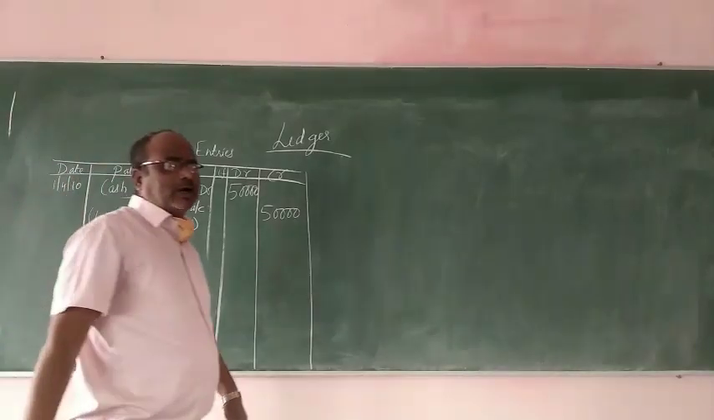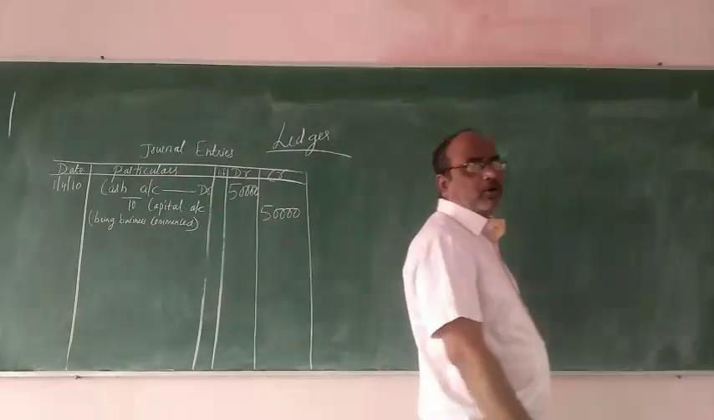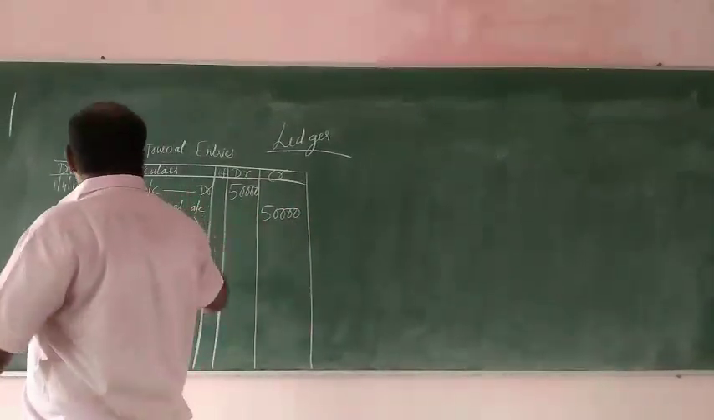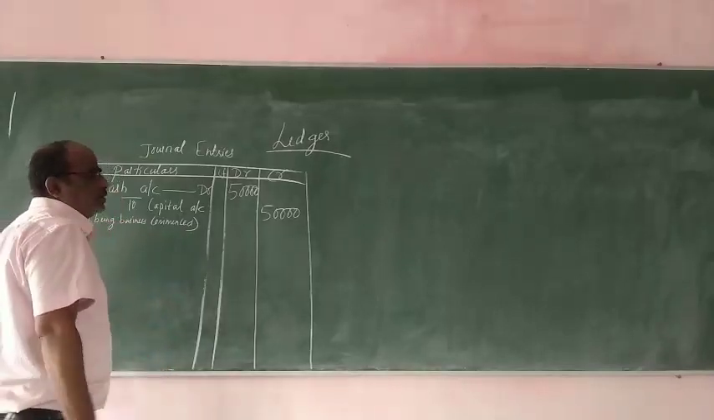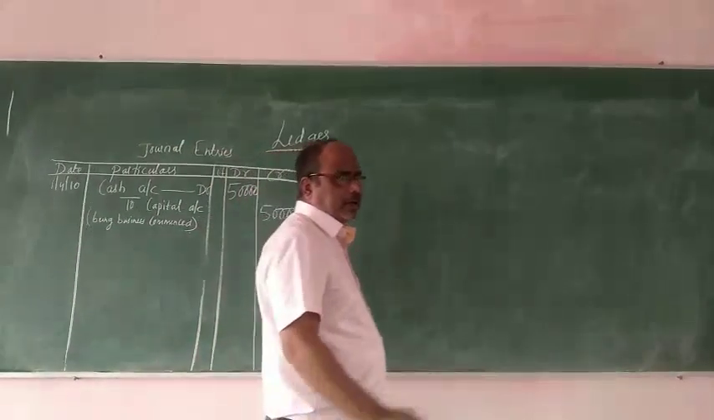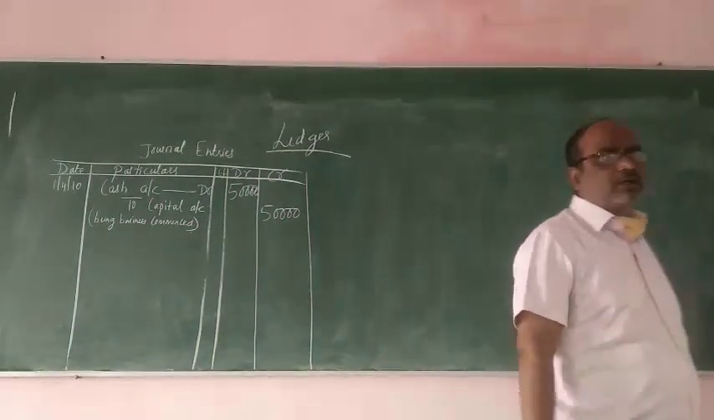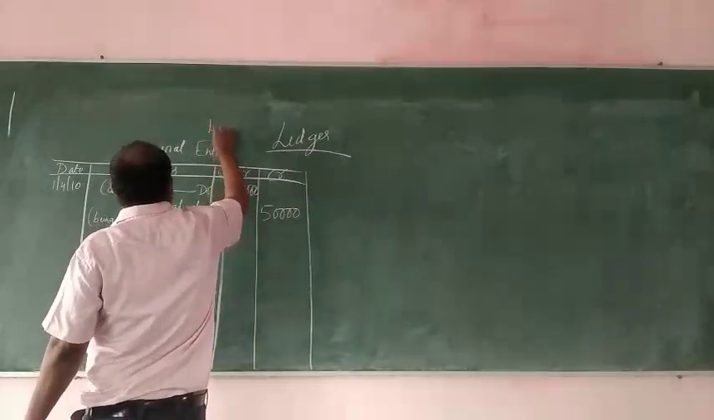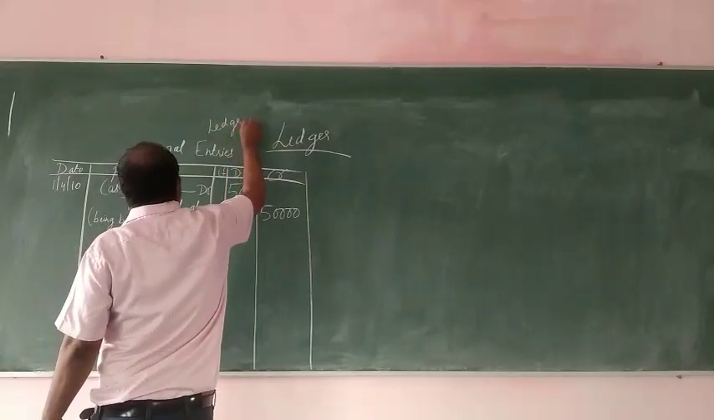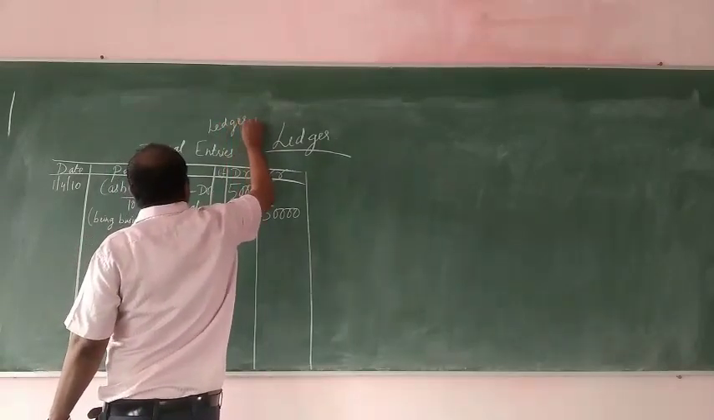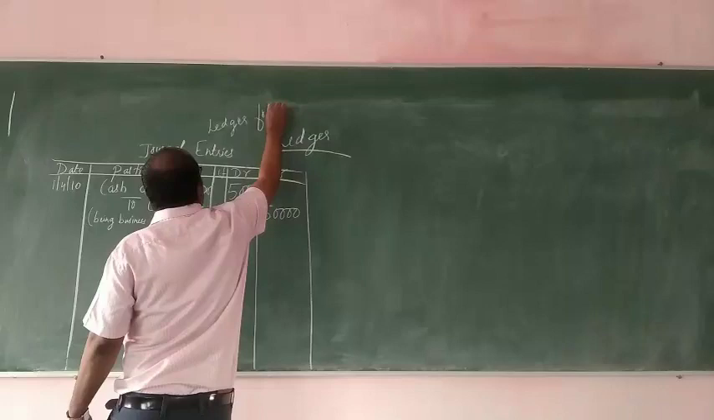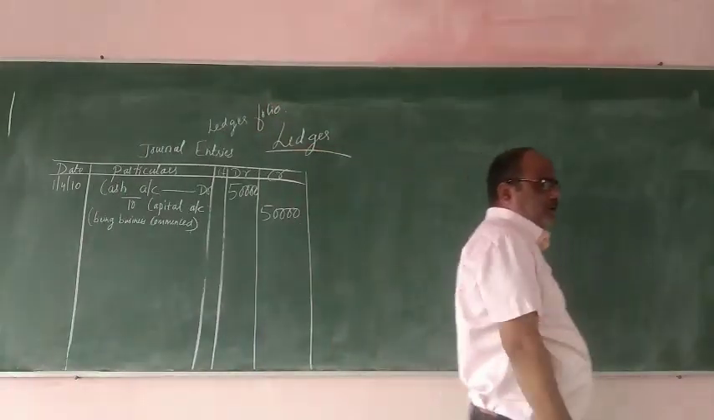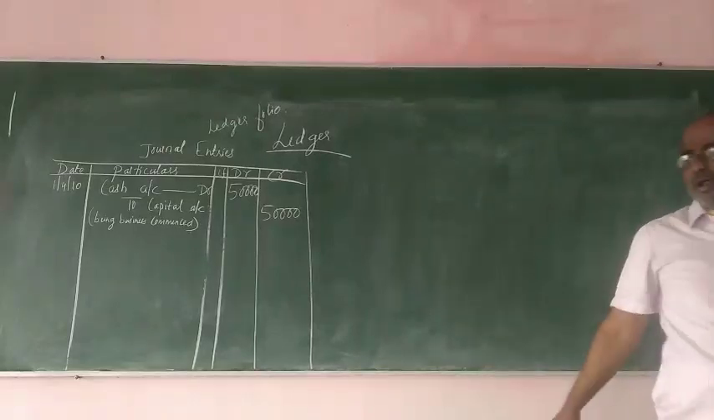So ledger means what? LF column. Now we will talk about the LF column. In the previous session I told you that I will teach you what is meant by LF when you come to the next topic, that is ledger. So LF means ledger folio, F-O-L-I-O. Folio means page. What is the page number in the ledger?